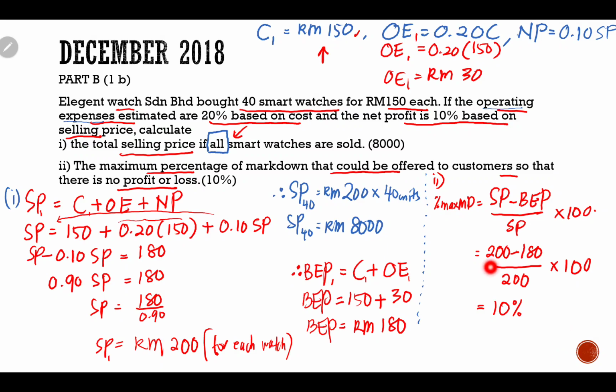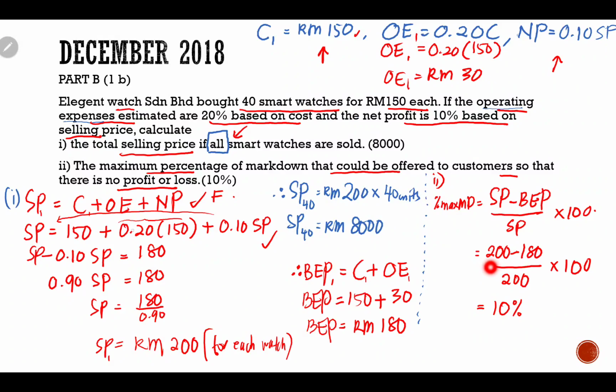We have the cost for one watch, 150 ringgit. And we have operating expenses for one smartwatch, 0.2 times the cost for one item, which is 30 ringgit for the operating expenses. And we also have the net profit of 0.10 of the selling price. Now, to find the selling price, use the formula cost plus operating expenses plus net profit. Substitute all the information into the formula.